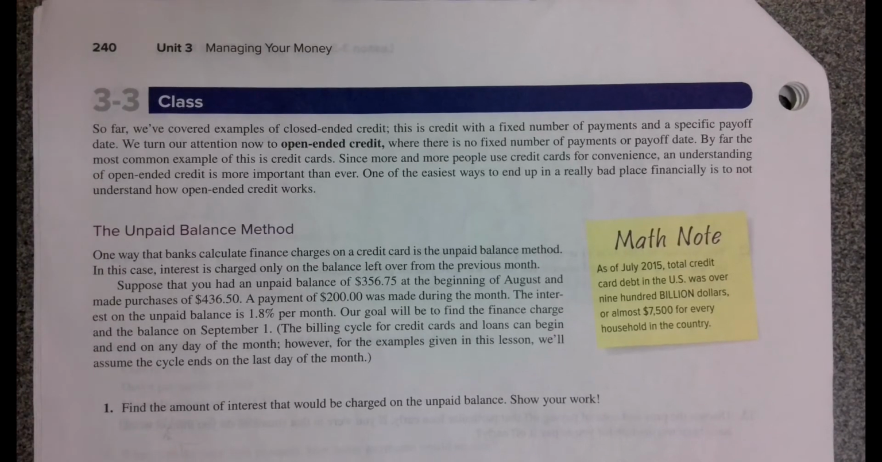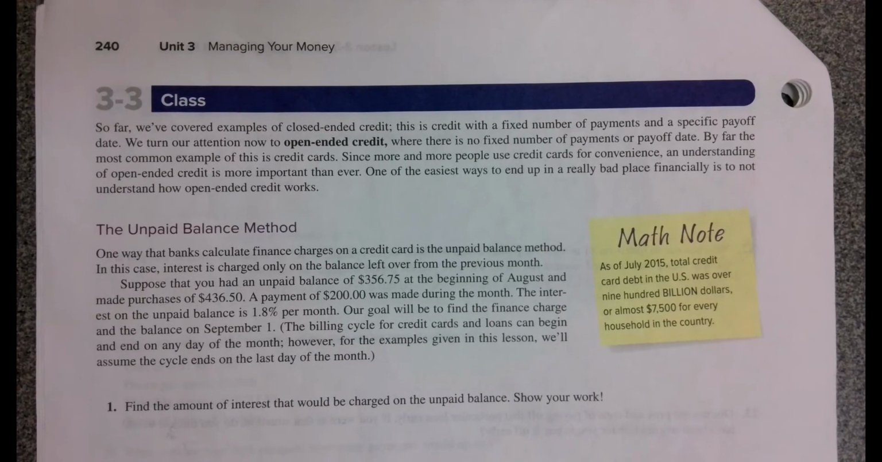So far, we've only talked about what's called closed-ended credit, meaning you have a set amount of payments that you have to make each month, and you know exactly when you will pay it off. And if you don't make monthly payments, there's penalties and problems, and you default on your loan, etc.